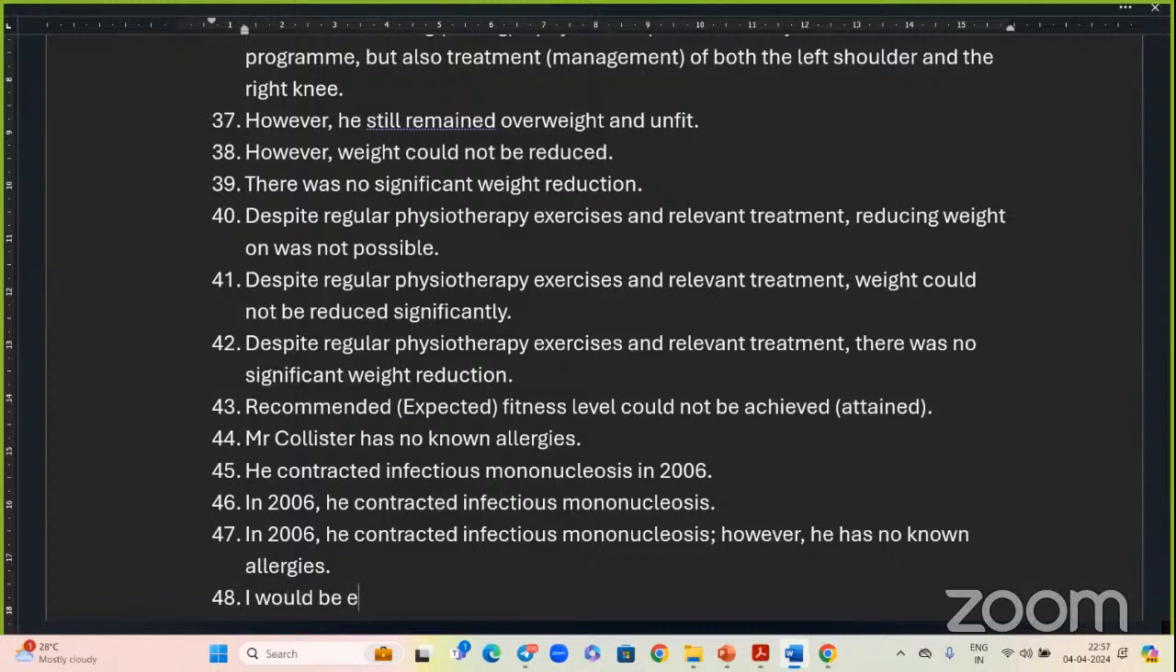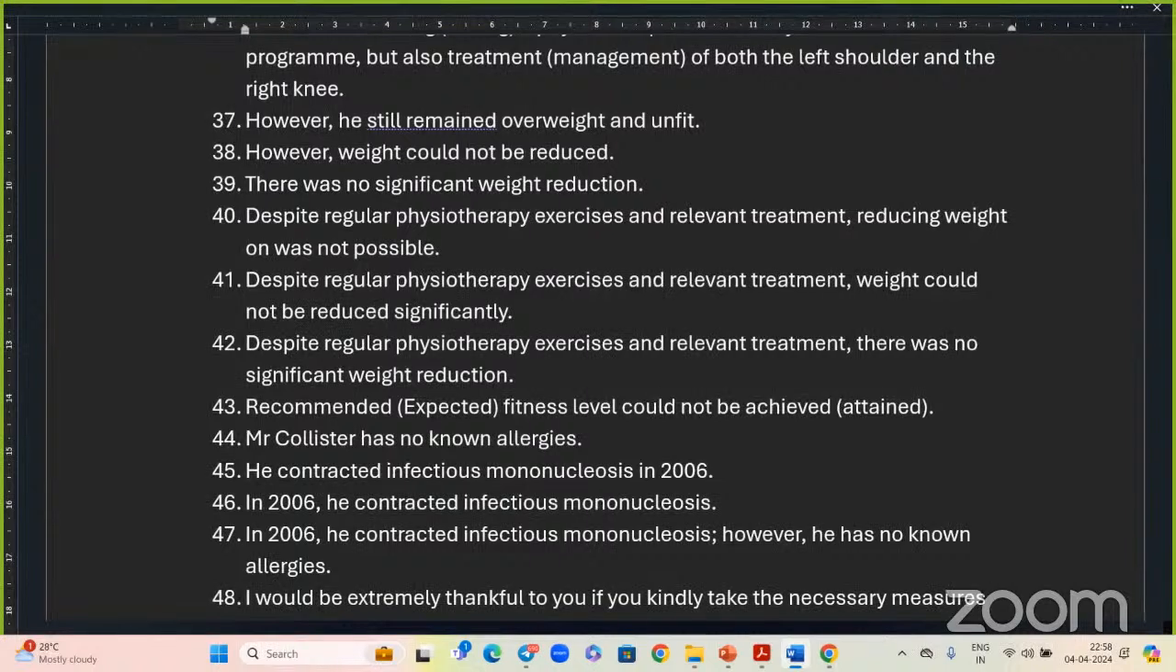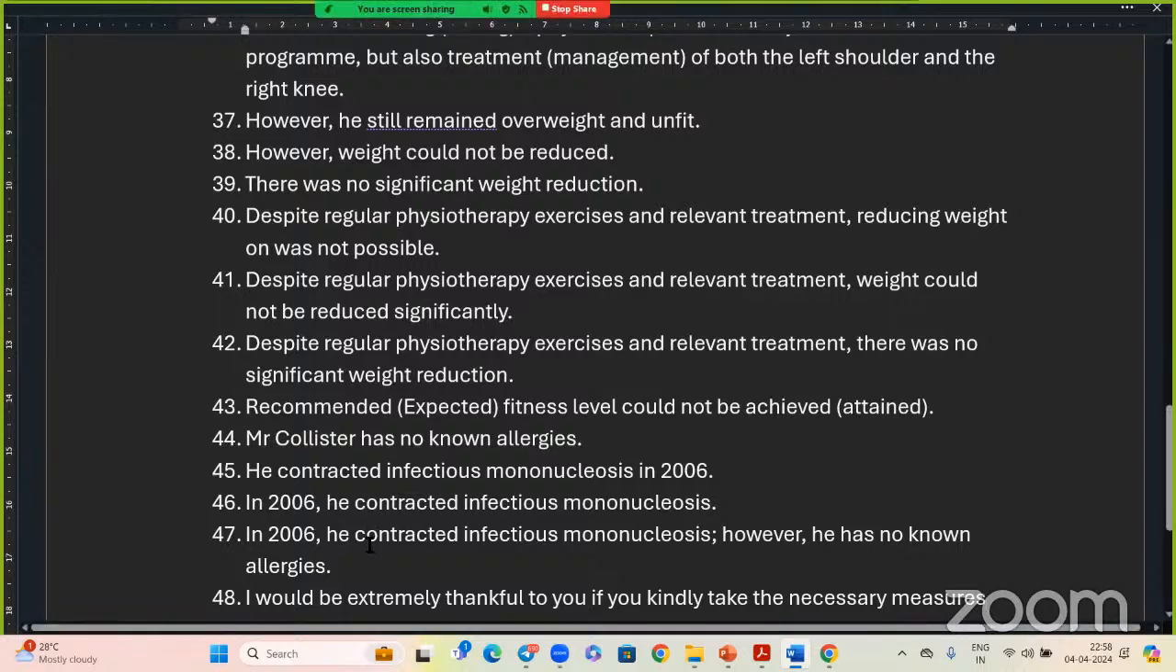I would be extremely thankful to you if you kindly take the necessary measures, to take the necessary measures. I would be extremely thankful to you if you kindly take the necessary measures.